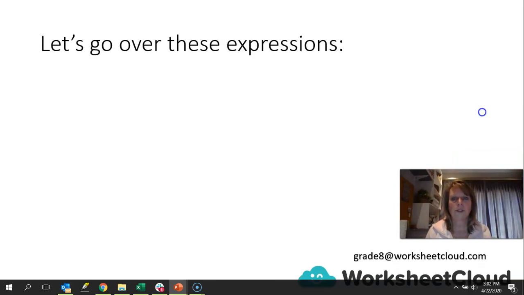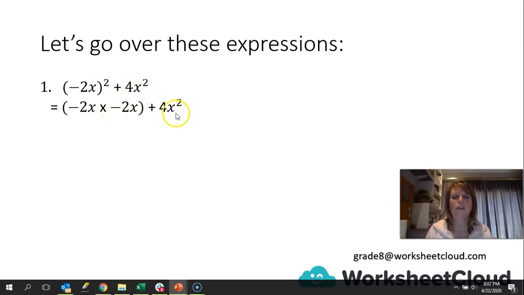Right, let's go over what you did. We've got minus 2x in brackets, all squared, plus 4x squared. We're going minus 2x times minus 2x because the minus 2x was squared. Remember what we said just now? When your exponent is an even number, the minus times the minus is going to be a positive. The 4x squared we can leave on its own because that exponent is only affecting that x. Right, let's go on. We've now got 4x squared, because minus 2x times minus 2x is going to give me 4x squared. Minus times minus is positive.